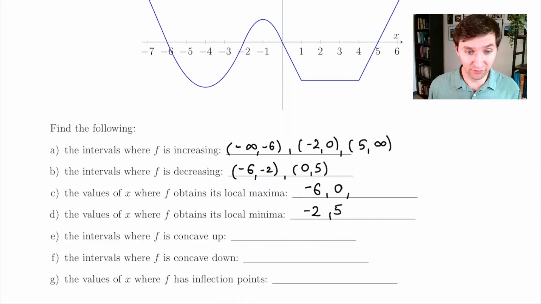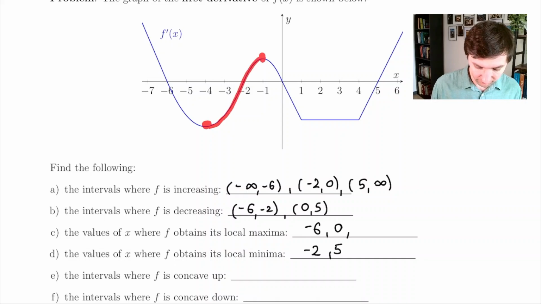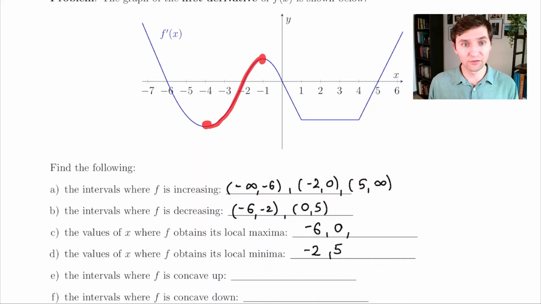How can we find the intervals where the original function is concave up? And how can we find the intervals where the original function is concave down? To find the intervals where the function f is concave up, I suggest we look for places where the derivative is increasing. Let me show you why. I believe the derivative is increasing, for example, here. Because the derivative is increasing there, the second derivative will be positive there.